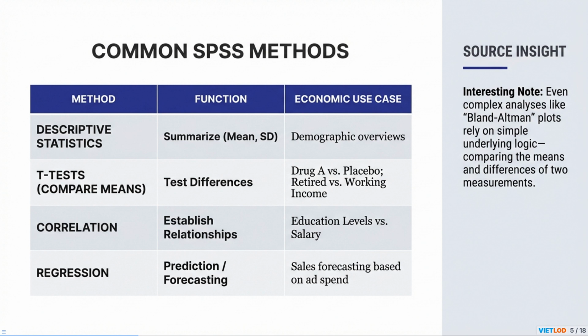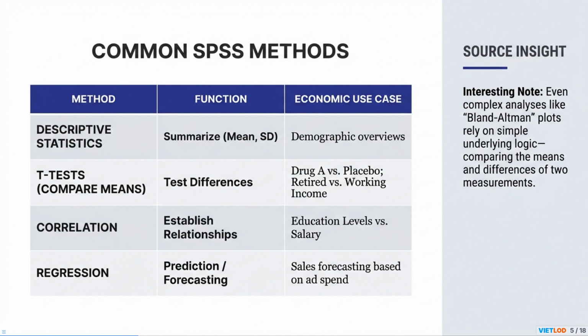This slide summarizes some common SPSS methods, their functions, and practical economic applications. Starting with descriptive statistics, these are your foundational tools to summarize data using measures like mean and standard deviation. They're perfect for demographic overviews, giving you a quick snapshot of your dataset. T-tests are used when you need to test differences, specifically to compare the means of two distinct groups. For example, comparing the effectiveness of drug A versus a placebo, or analyzing income disparities between retired and working individuals.